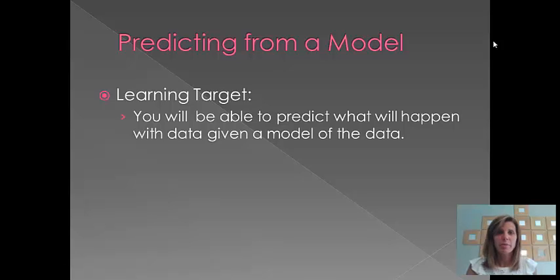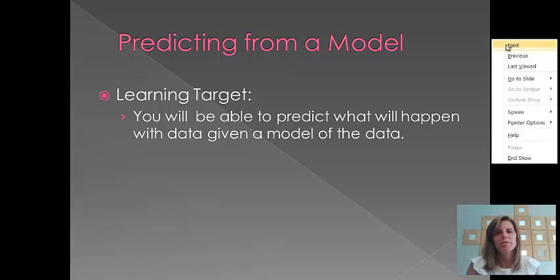Right, so far we've taken a set of data, we've put it in our calculator, we've found if there's a relationship, and then we've found a model for that data. We've even drawn a picture of what it looks like. The last thing to do is to be able to predict what happens with that model, what can happen in the future. At the end of this lesson, you'll be able to predict what will happen with data given a model or an equation of the data.